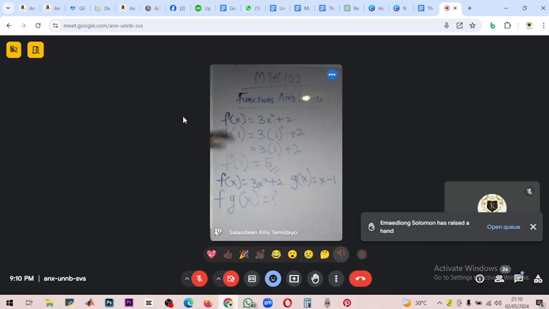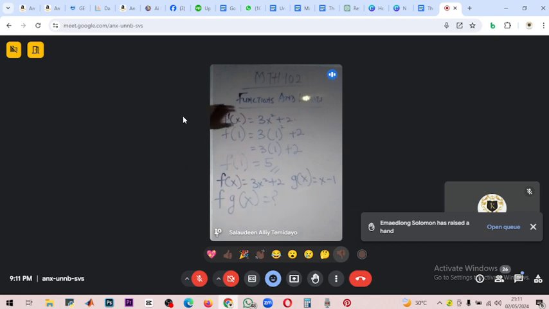What are you going to do? What is f of x here? 3x squared plus 2. f of 1 is 3 times, anywhere you see x, put 1 here. So f of x is this, g of x is this. So f of g of x is this. Anywhere you see x, you put the value of g of x. Let's see, is there anyone that can do that in here? I will explain that again before doing it.